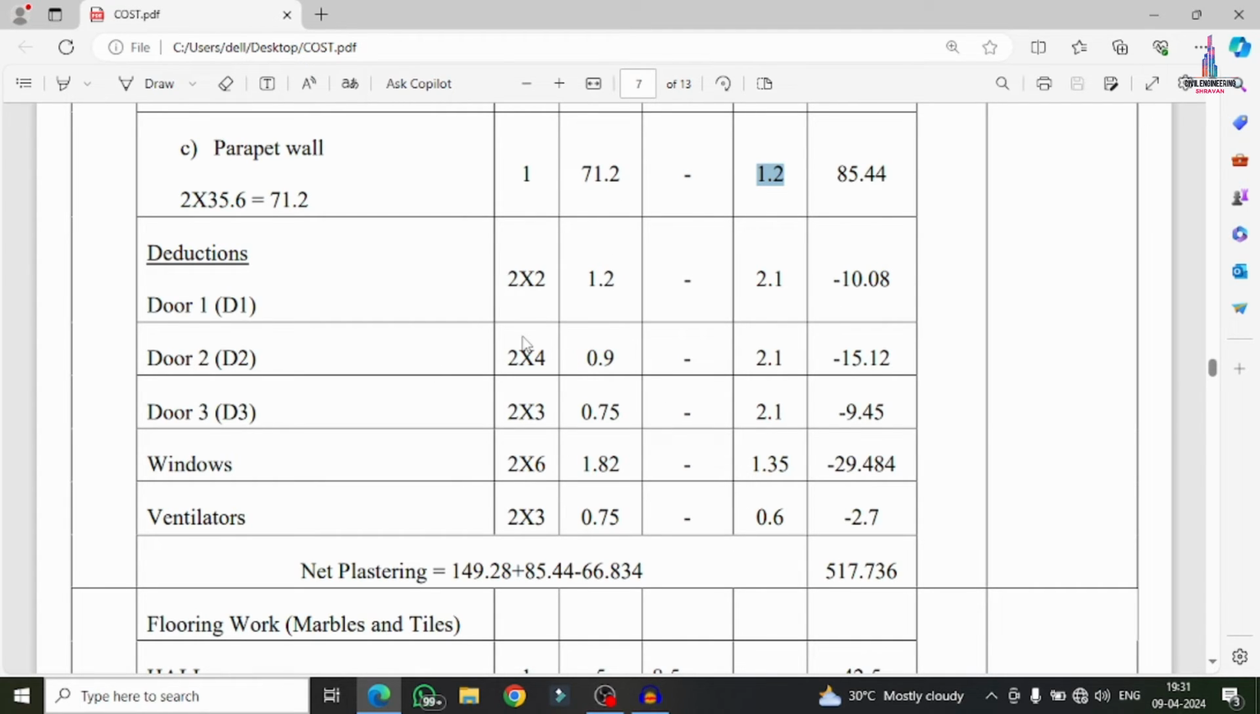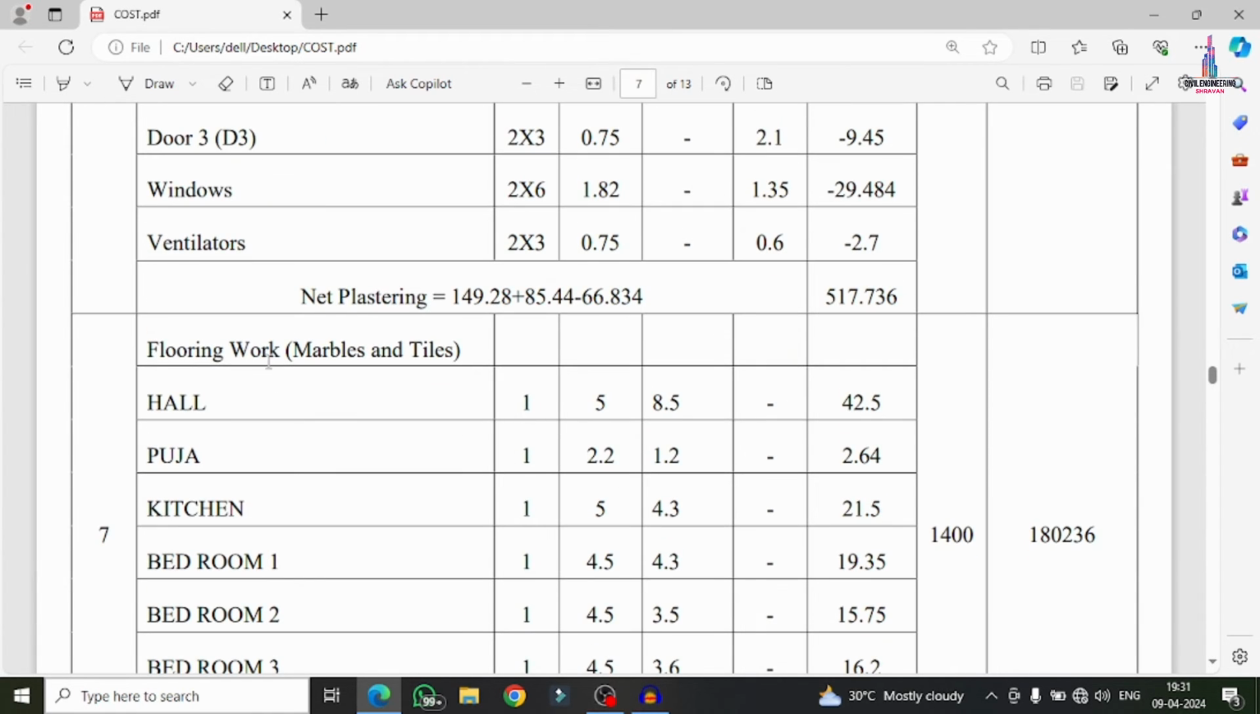These are the deductions considered for the doors and windows. So we have to consider only the height of the door as well as the length of the door, and the number of doors only. If I deduct the value, then we get the value approximately 517.736 square meter here. Okay, and the next one is marble work.